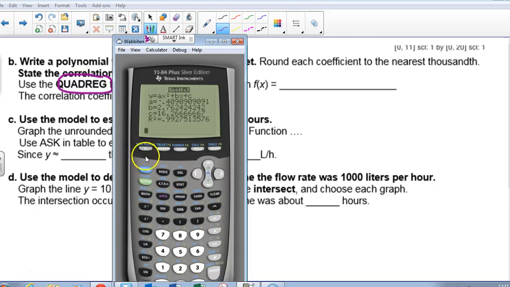Okay, I'm going to actually try something, and I ask you to try this at the same time. Go back and go stat, right arrow, and go down to power regression, and hit enter, and list 1, list 2, but store this one in Y2. So when you go vars, arrow to the right, function, make sure you go down and pick Y2 and hit enter.